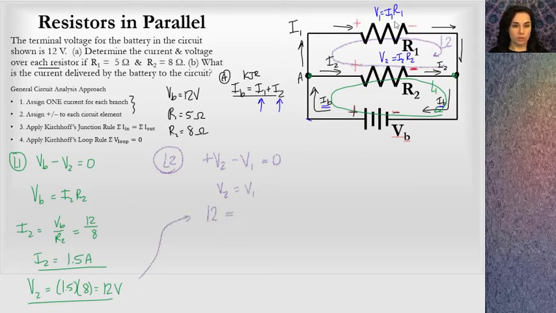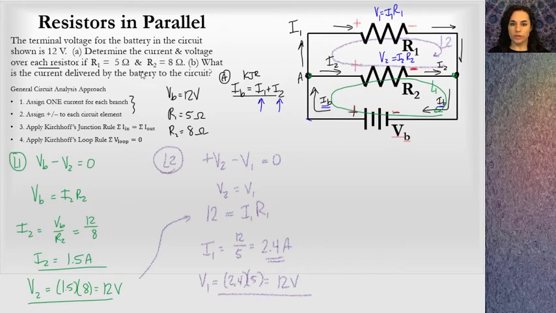V1, I wrote out the expression, is I1 R1, and I can solve for I1. I1 equals 12 divided by R1, which is 5, which is 2.4 amps. Once I get that, I can go back and say V1 equals I1 R1, so I get 2.4, which is I1, times R1, which is 5, and you may note again that this is also 12 volts. So this resistor is connected in parallel with the battery, and that makes sense to us.